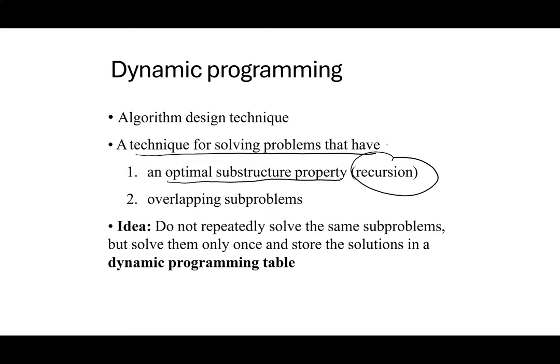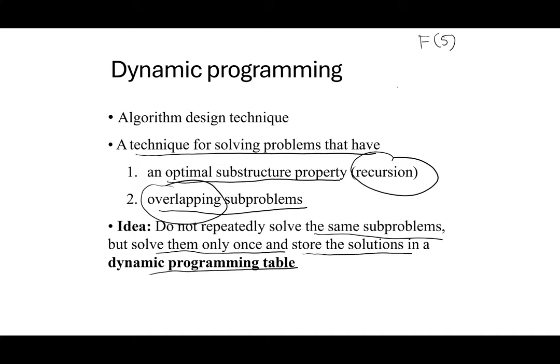And the second thing is overlapping subproblems. What does that mean? That means if you are solving the same problem again and again. So the idea is do not repeatedly solve the same subproblem, but solve them only once and store the solutions in a dynamic programming table and then use it. Say, if I was solving the Fibonacci number of, say, F5, you saw that we are solving F3, F4, F2, right? We are solving each of these problems multiple times. But why don't we just solve each of these problems once, and then store the result somewhere and then use it? Okay, so that's the idea of dynamic programming.